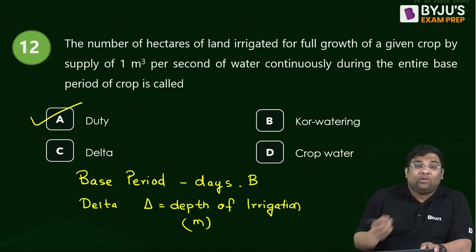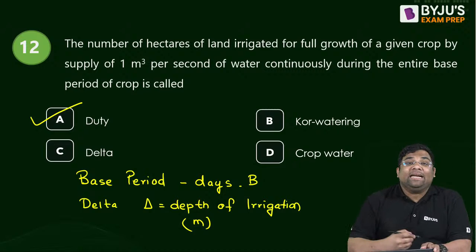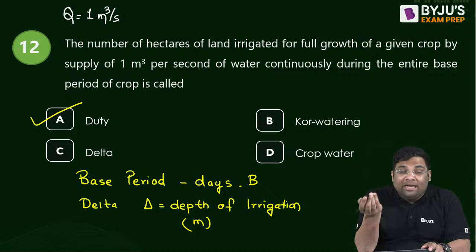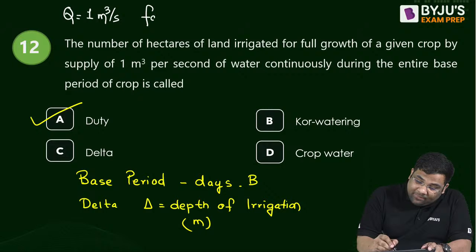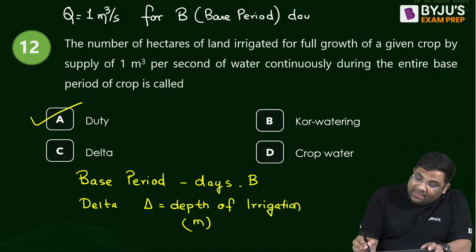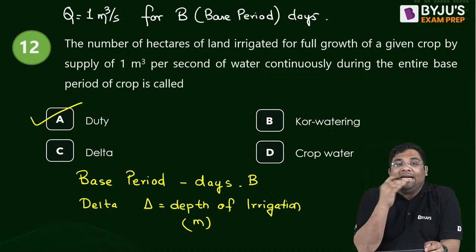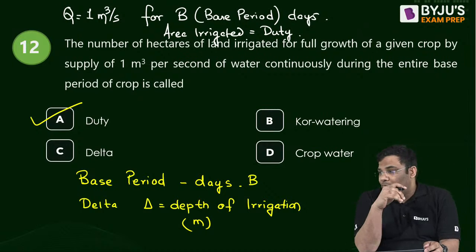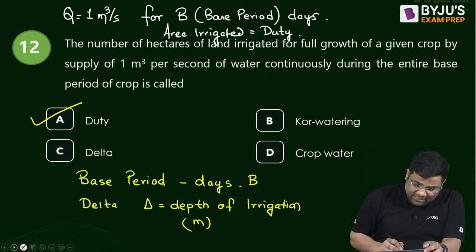Now, what is duty? Actually, duty is the area irrigated when a discharge of 1 meter cube per second is provided to the field, for the base period time. If you provide 1 meter cube per second, then what is the area irrigated? The area irrigated will be the duty. And from this we get that formula. We'll derive that formula in short. You see what I am telling?